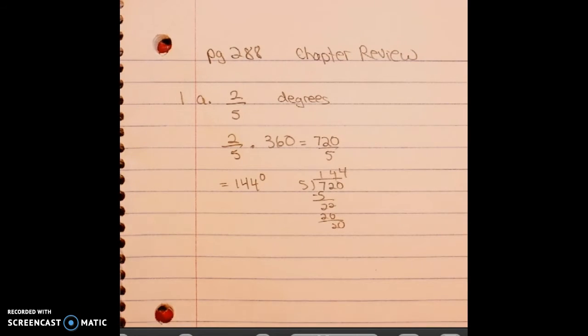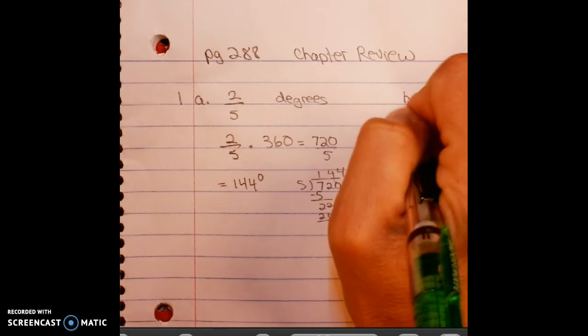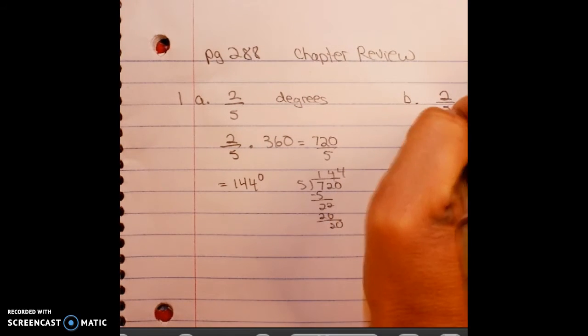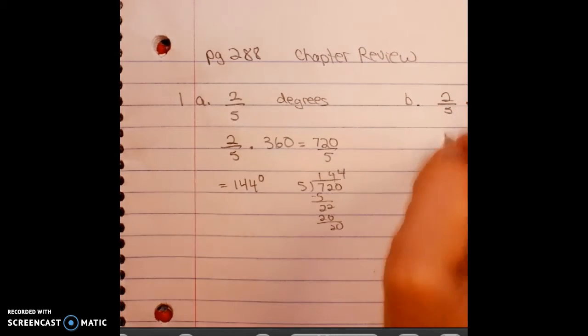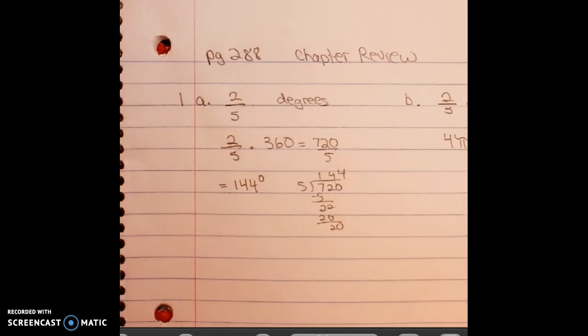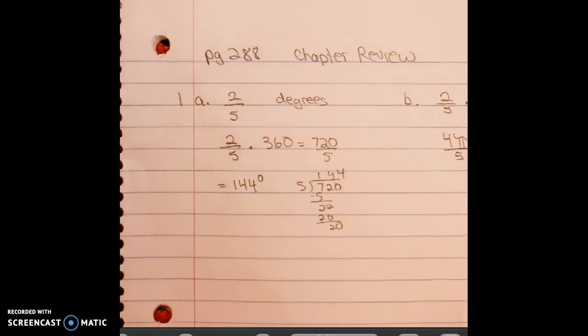They also want us to convert it to radians. So if you recall, 1 revolution is equal to 2 pi radians. So we can multiply straight across and we get 4 pi over 5.